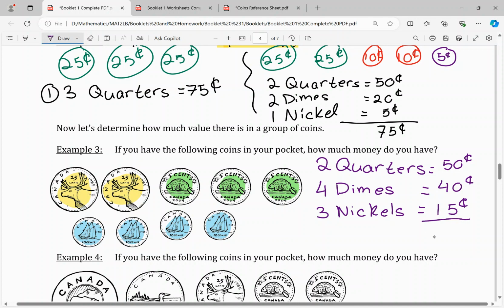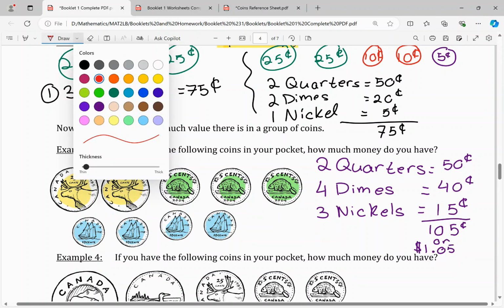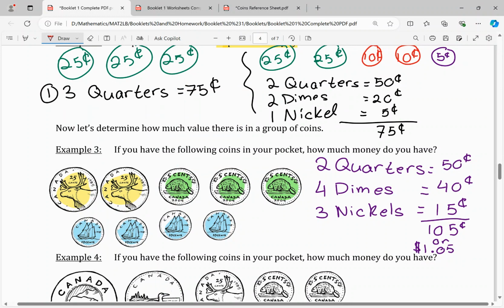So now we know that we have 50 cents in quarters, 40 cents in dimes, and 15 cents in nickels. All you need to do is add these together, and you will get 105 cents, or as we learned the other day, this is $1.05. And again, we calculated that by adding all of these together.